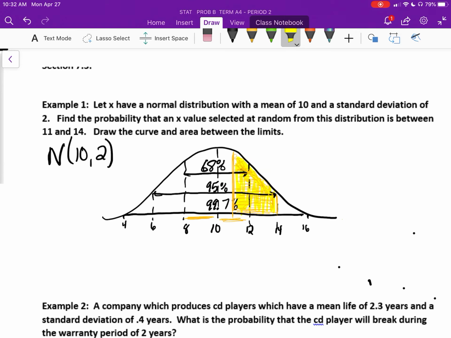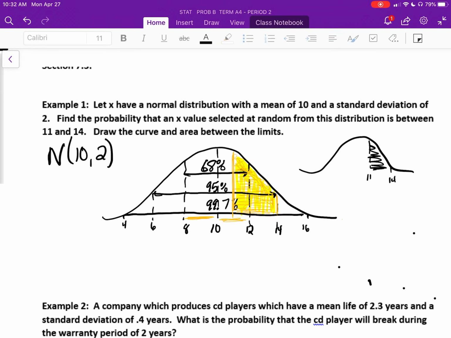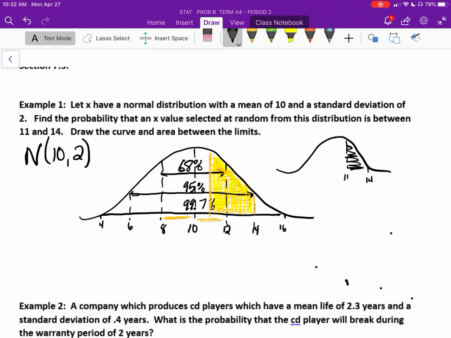So that's our area. If I didn't have the whole curve, I could just do a quick little sketch and do 11 to 14. So when I ask you to draw a picture, it should look like that. Now I'm just going to use my calculator, like we learned in the previous videos, and we're going to use the normal CDF, the cumulative density function, between 11 and 14. So we're going to say normal.